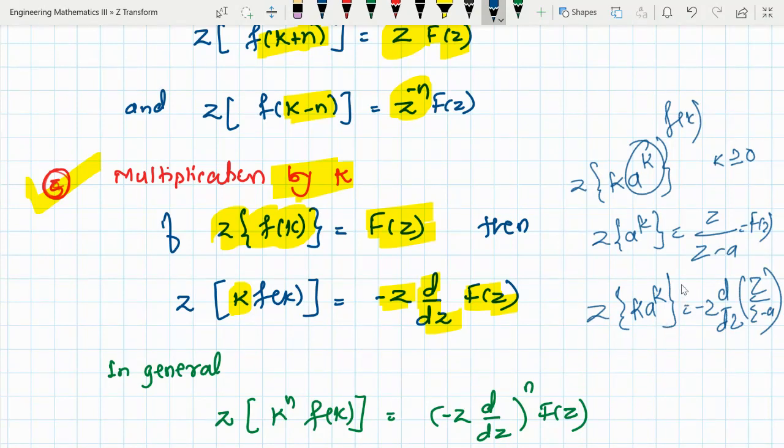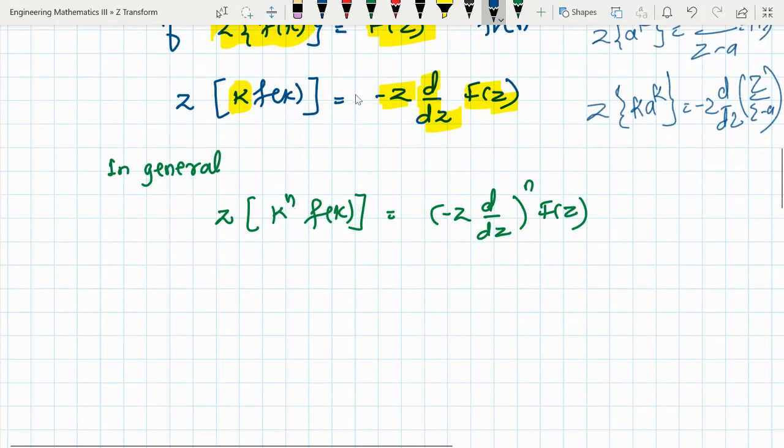In this way we can easily find it in general. See here, k raised to n, k square, k cube, k raised to 4.